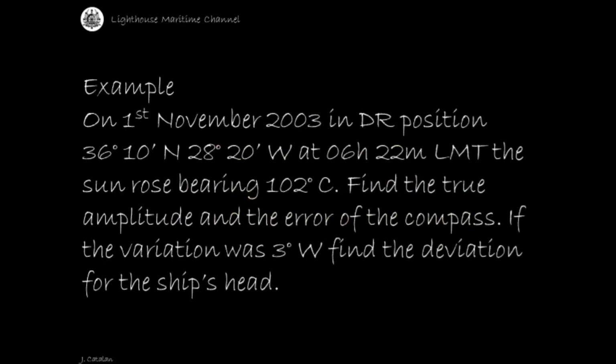Example. On November 1, 2003, in DR position 36 degrees 10 minutes north, 28 degrees 20 minutes west, at 06 hours and 22 minutes LMT, the sun rose bearing 102 degrees compass. Find the true amplitude and the error of the compass. If the variation was 3 degrees west, find the deviation for the ship's head.